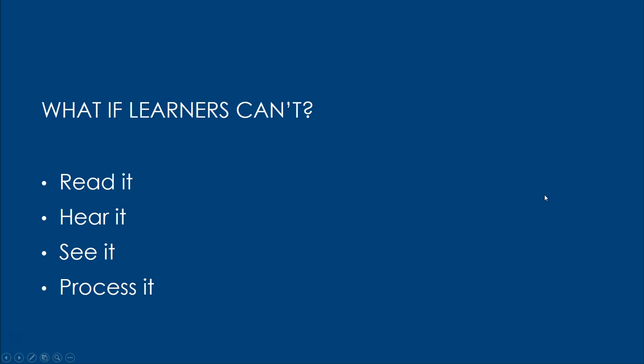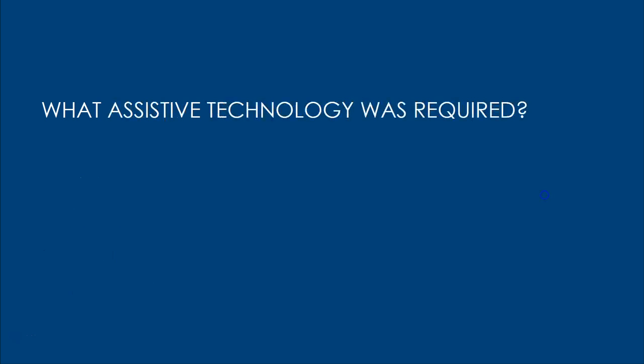I always like to throw a couple of questions out there, or at least think of it in terms of the questions you should be asking yourself. What if learners can't? What if they can't read what you have presented? What if they can't hear it? What if they can't see it? What if they can't process it? We're not talking about them not understanding because they're not quite there yet. It's more, is there some type of barrier in the way that is causing them to have an inability to read, hear, see, or process?